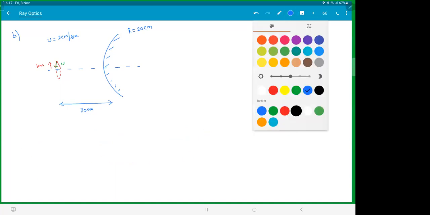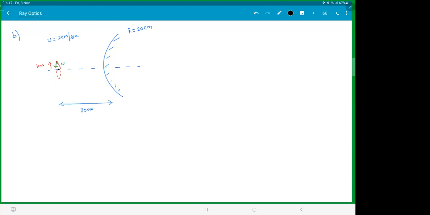So first thing, as usual, drop the perpendicular. If this is the object, this is O dash. So for O dash, 1 by v plus 1 by u, where u is minus 30, is 1 by f. R is plus 20, so f is 10. So 1 by v is 1 by 10 plus 1 by 30, which is 4 by 30. v is plus 7.5 centimeters.